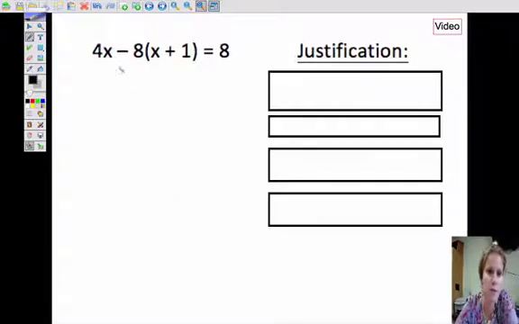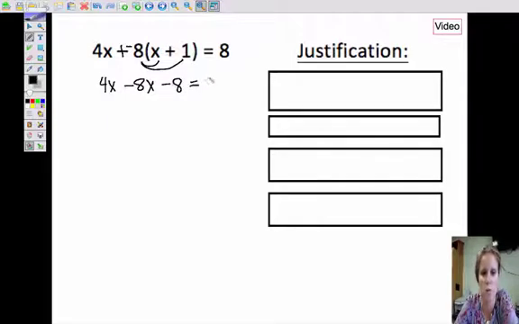This time we're going to use the first step. I'm going to distribute this 8, but notice this is a negative 8 or a minus 8. So I like to make sure I know that that's a negative 8, so I'm going to do plus a negative. So negative 8 times 6 and negative 8 times 1 is what we're going to do here. So we're going to have 4x minus 8x minus 8, not minus 1, minus 8, because 8 times 1 is 8, equals 8.